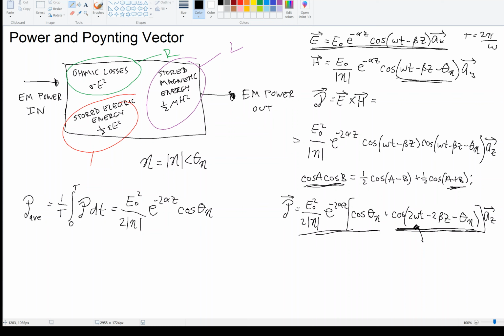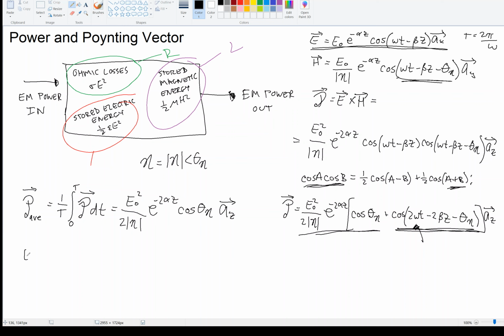Okay, and then as a vector, if I want to put on the vector, this is in the z direction, right? All the power is going in the direction of travel. All right, great. So we're almost there. We've got our time average. Now let's relate this to the electric and magnetic field.